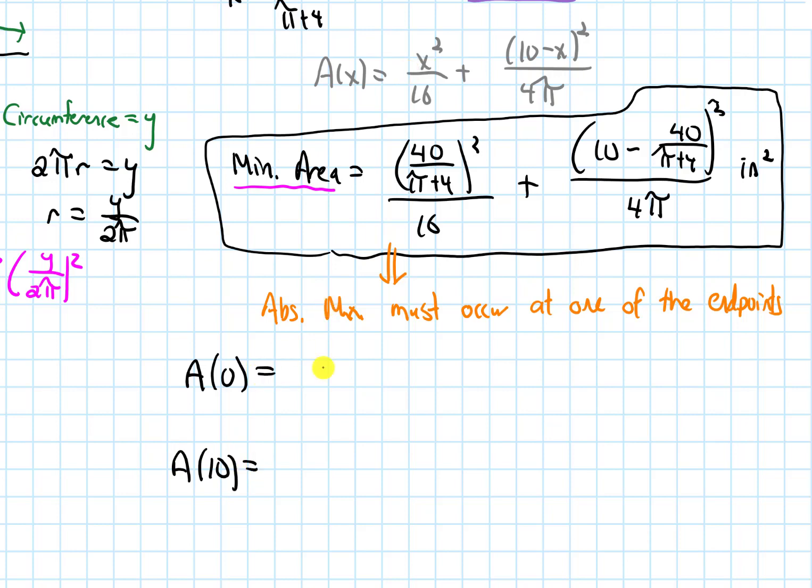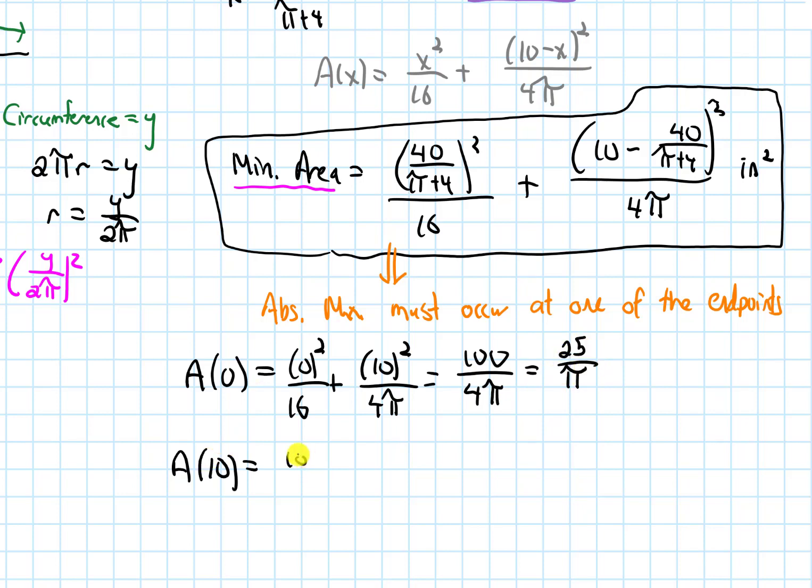If we plug 0 into this, we'll get 0 squared over 16 plus 10 squared over 4 pi. So this is 100 over 4 pi, which simplifies to 25 over pi. If I plug 10 in, we will get 10 squared over 16 plus 0 squared over 4 pi. So this becomes 100 over 16, and if you divide the top and the bottom by 4, that's 25 over 4.